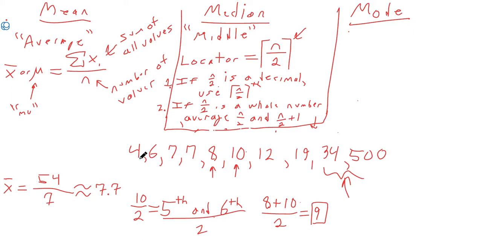Same thing if I changed this 4 to a negative 24. It still would have a median of 9. The mean, however, would always be influenced by these really low or really high numbers. So the mean would get influenced a lot by these values, which is why we talk about both of them.